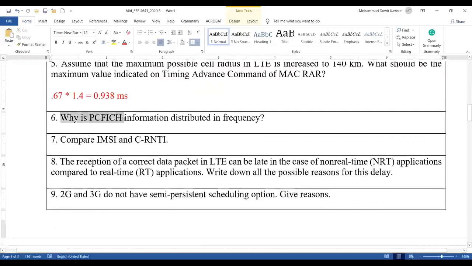Then why is PCFICH distributed in frequency? I touched upon it in the class that it is split into 4 parts, so that on some frequencies there can be sudden noise or interference, and you can lose a part of it. On some frequencies the detection can be wrong, but if you have other parts of the information at other frequency locations, which you may be able to detect correctly, that can help you recover the whole thing.